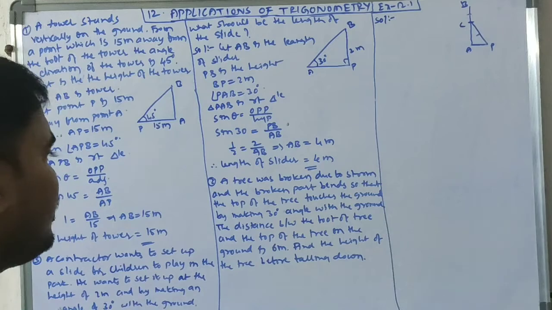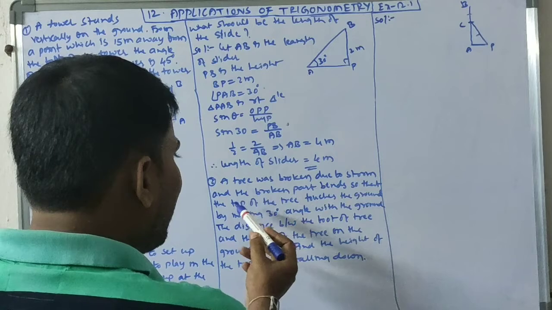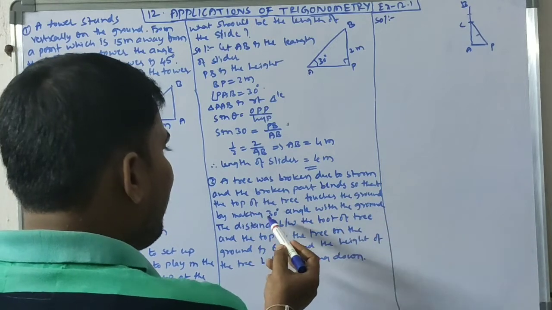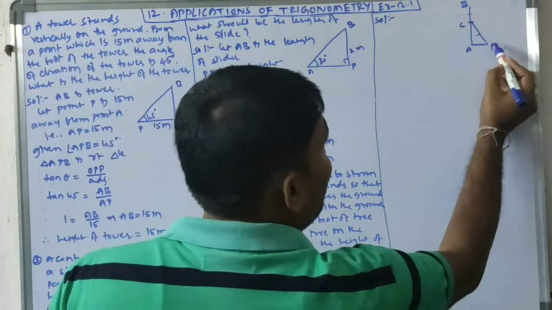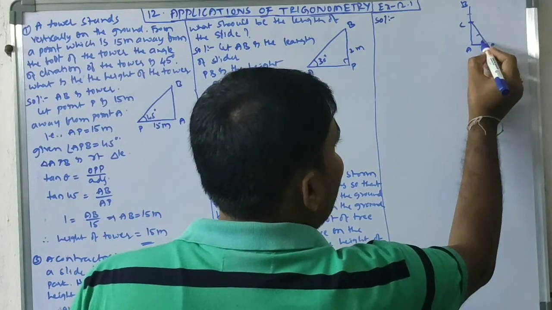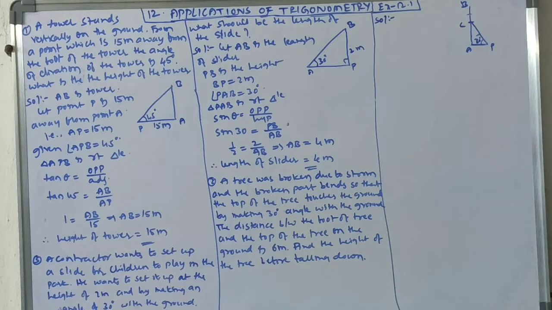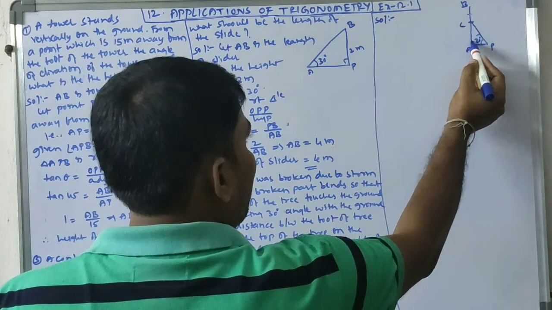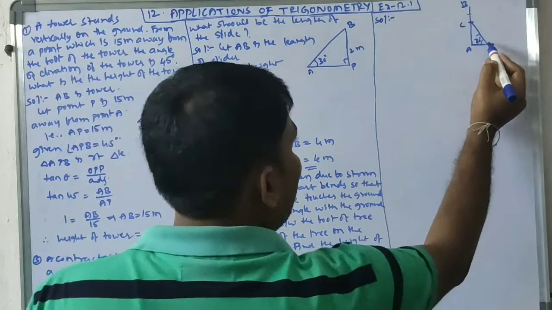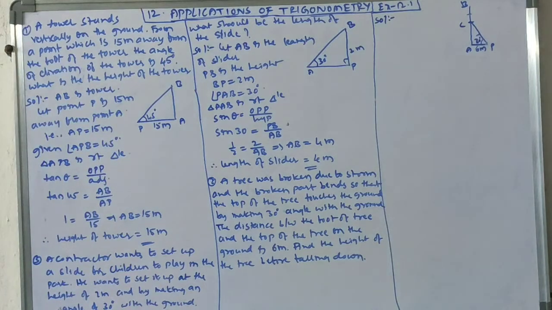First, how much is the angle? The top of the tree touches the ground by making 30 degrees angle with the ground. This is the ground. Next, the distance between the foot of the tree, this is the foot of the tree, and the top of the tree, this is the top of the tree, is 6 meters. Find the height of the tree before falling down.